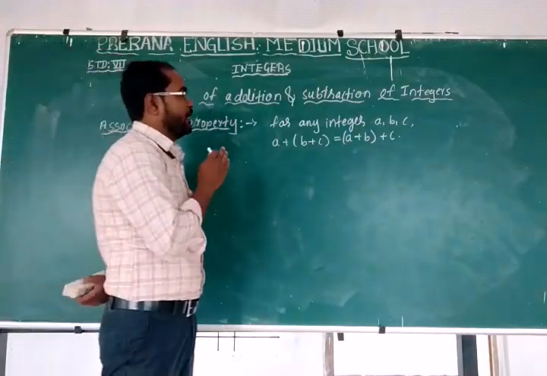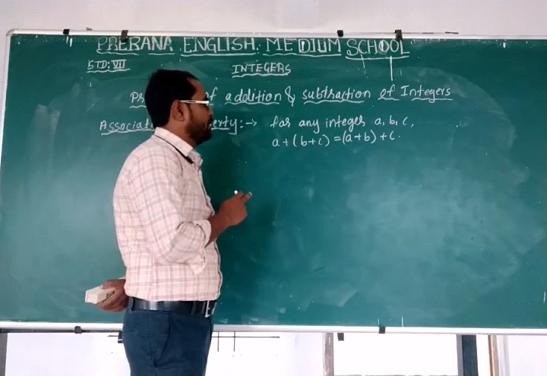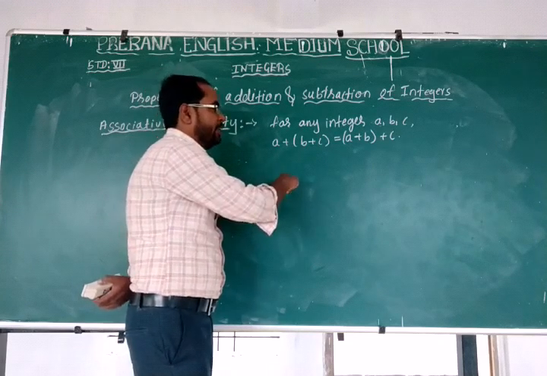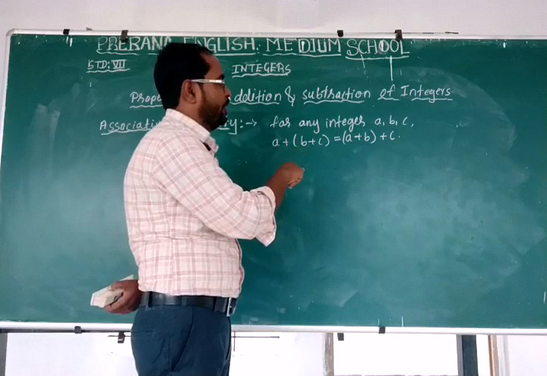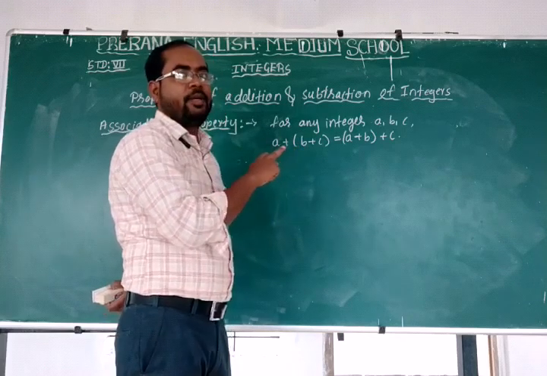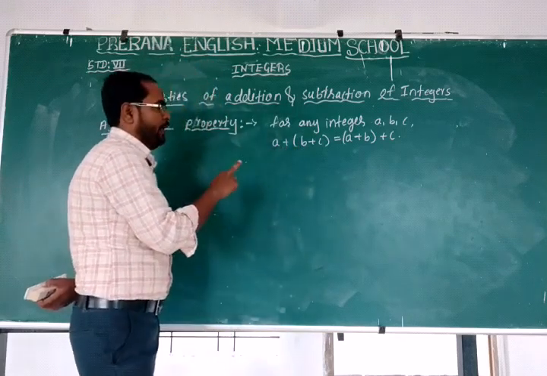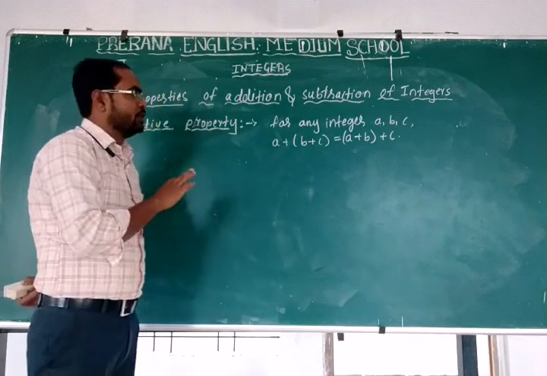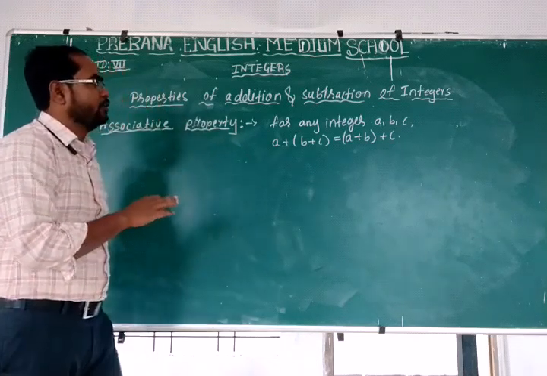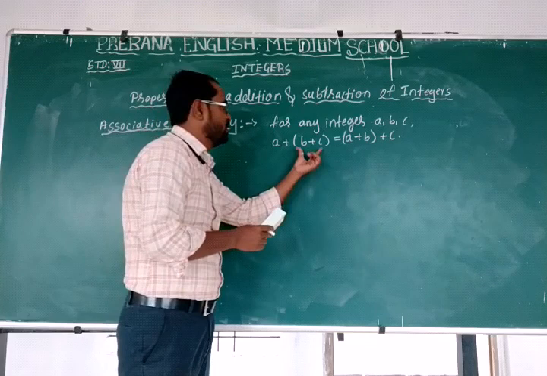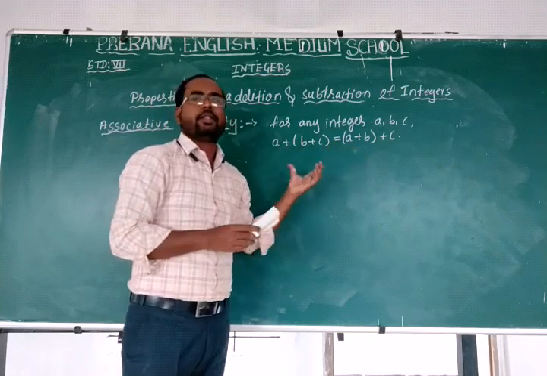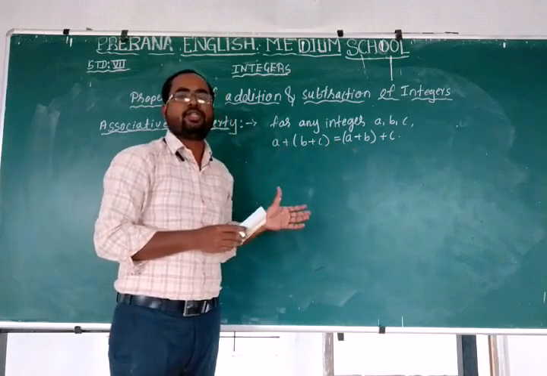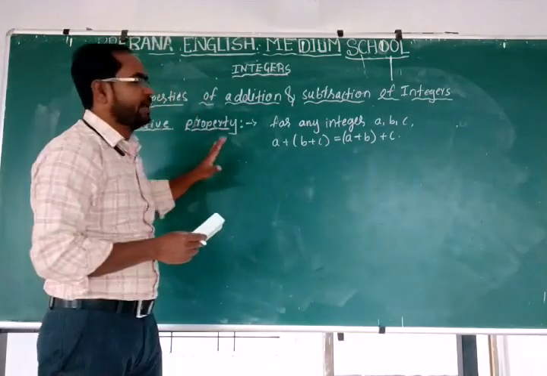For any integers a, b, c, a plus bracket b plus c is equal to bracket a plus b, plus c. This is what the associative property is. Very simple: if you change the bracket and add, then the answer will remain the same. This is the associative property under addition.